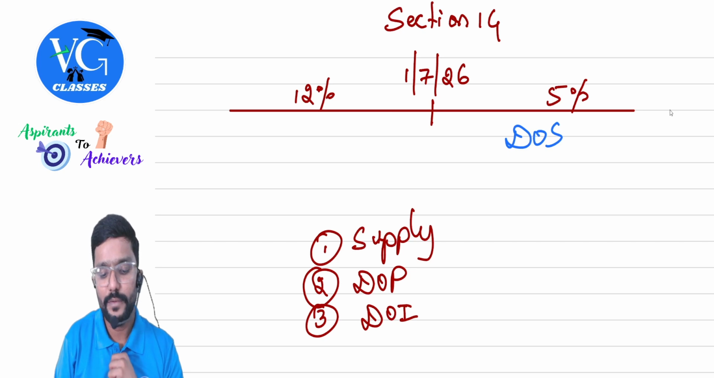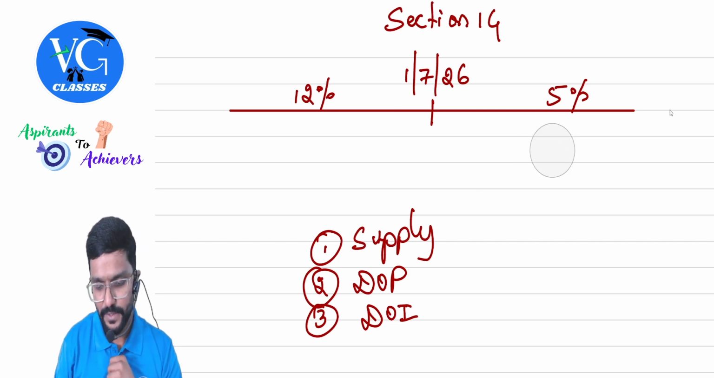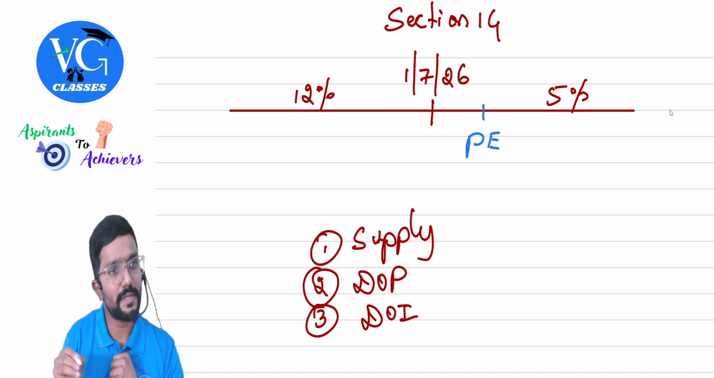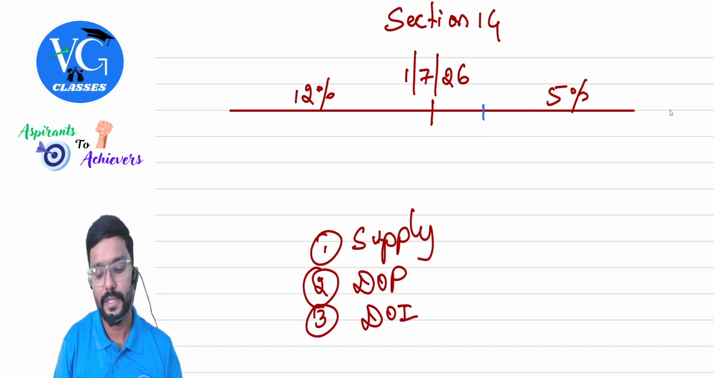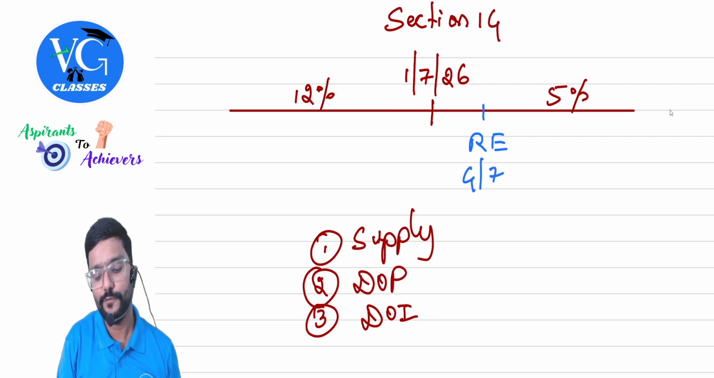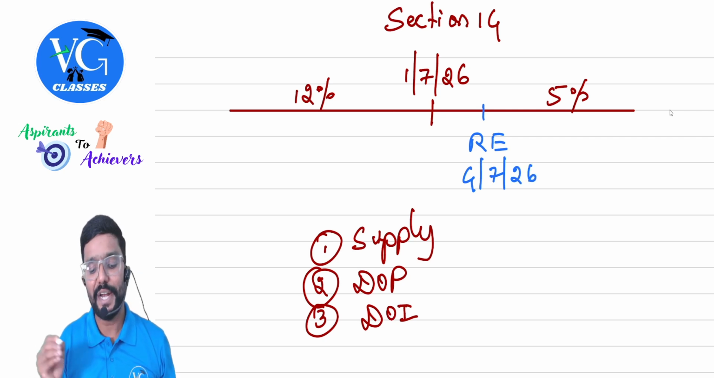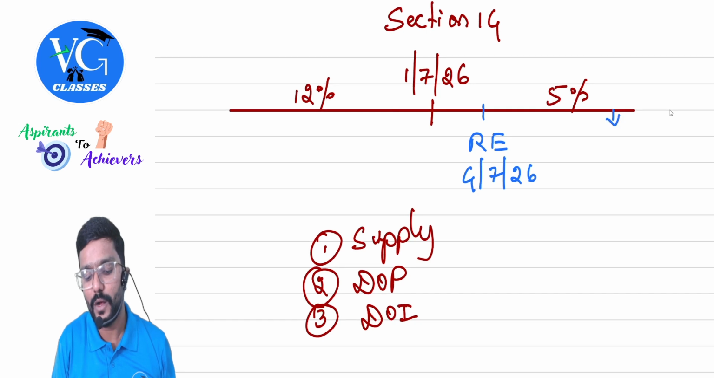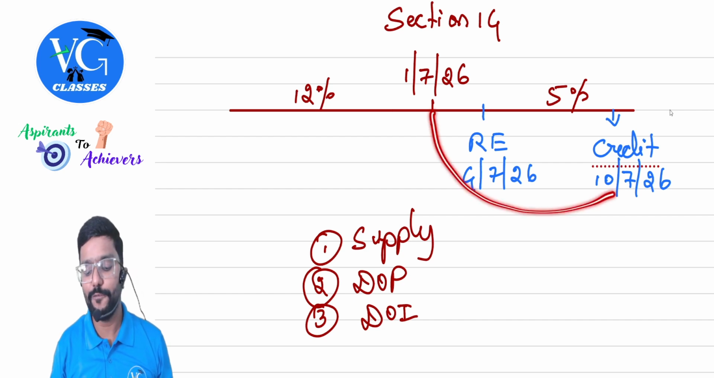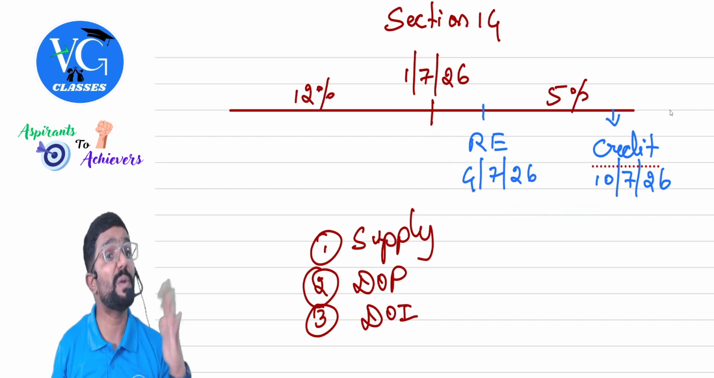Assume the receipt entry is passed in the books of the supplier on, assume, 4th July 26. But credit to his bank account is, assume, on 10th July 26. Guys, is there a more than 4 days gap here? Yes, more than 4 working days gap.